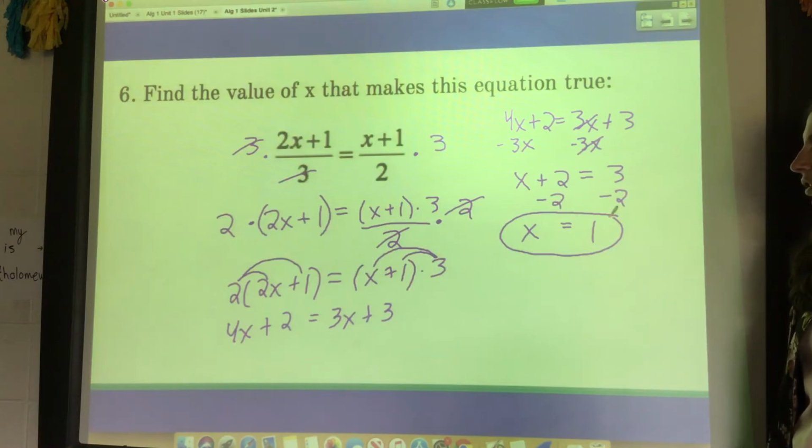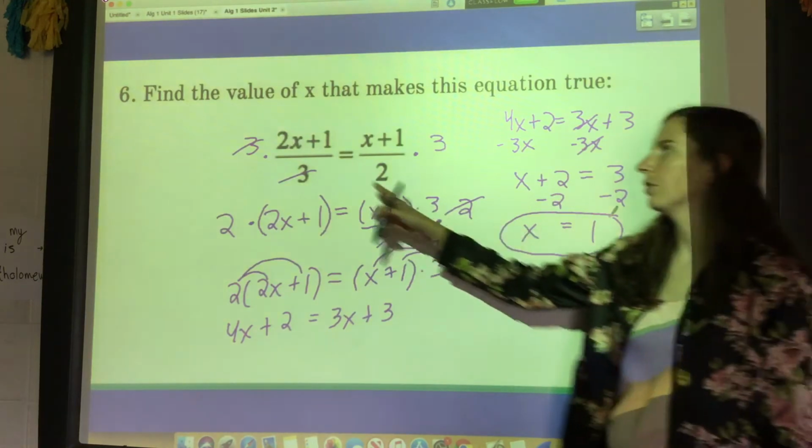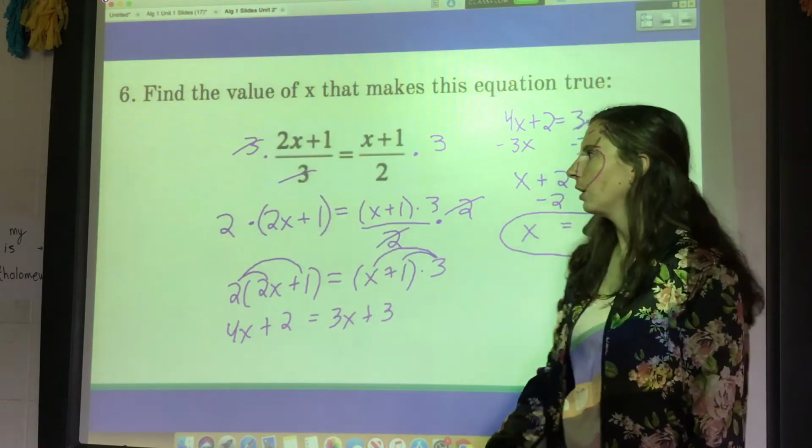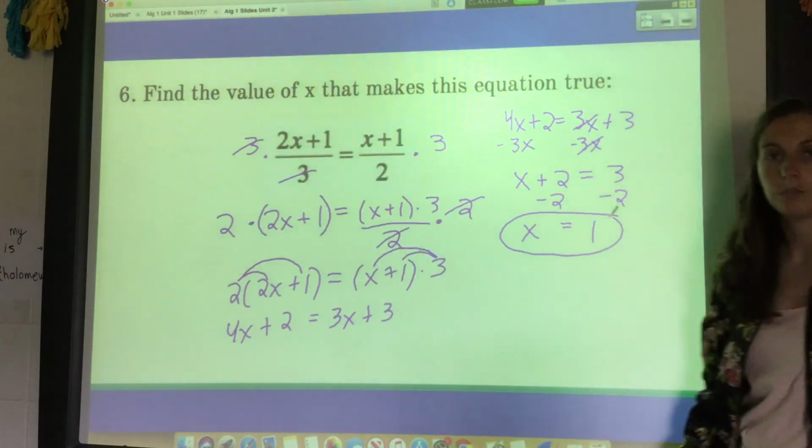Again, we could check and make sure. If we put in 1 for x, does 2 times 1 plus 1 over 3 equal the same as 1 plus 1 over 2? Which it does.